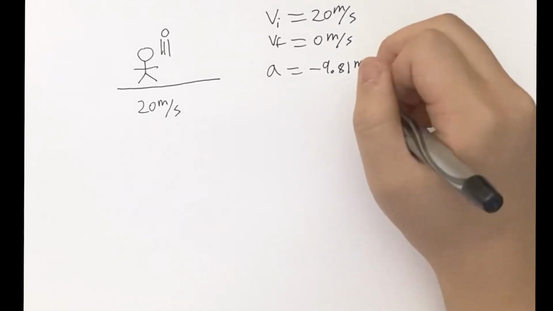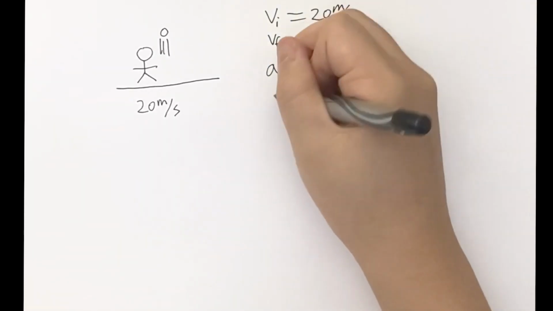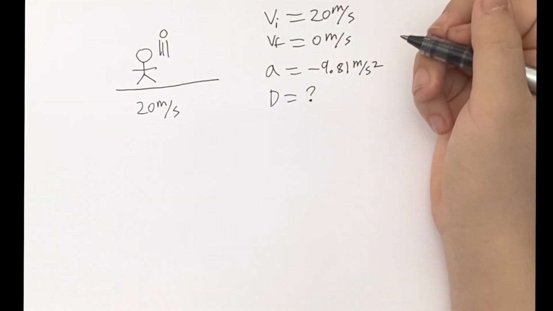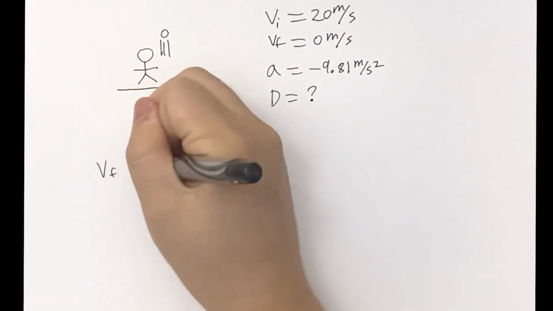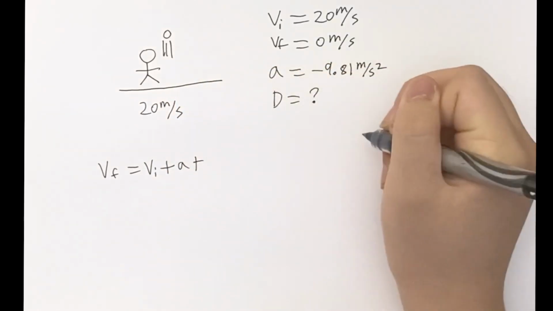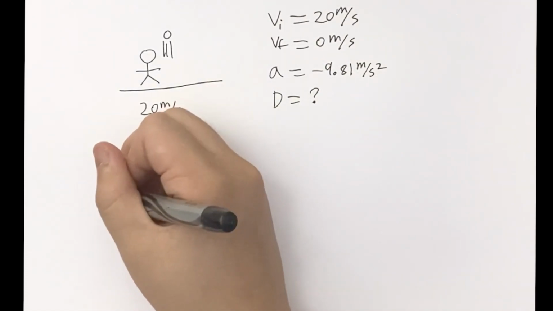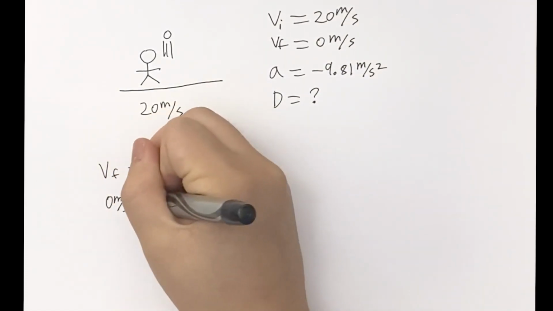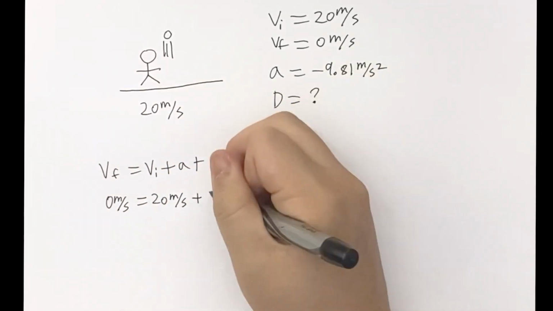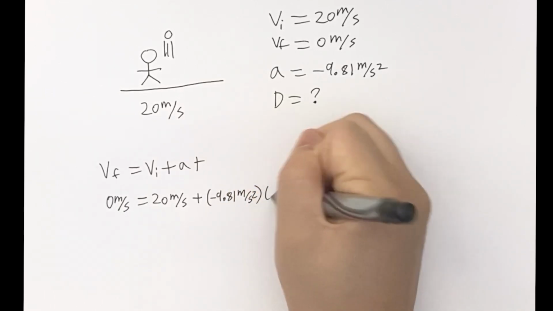We want to find out distance or the displacement. In this example, they're the same, so we can use either one. So it's going to be question mark. We need to use the equation Vf is equal to Vi plus At to find out the time it took. Now, if we substitute the values, we get that 0 meters per second is equal to 20 meters per second plus acceleration negative 9.81 meters per second squared times time.